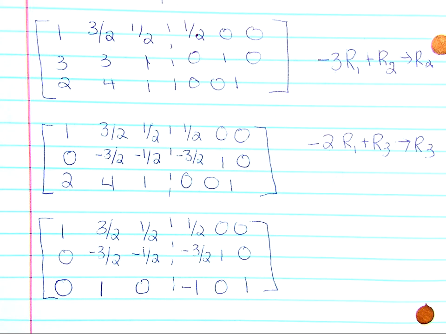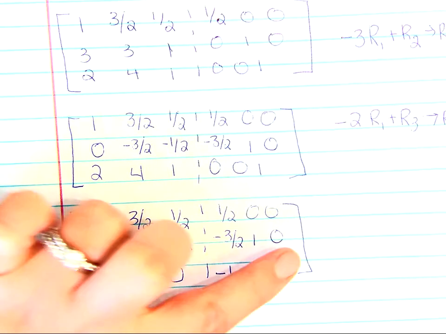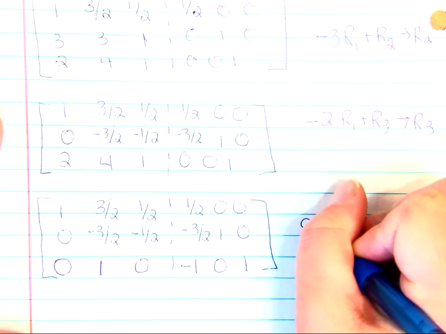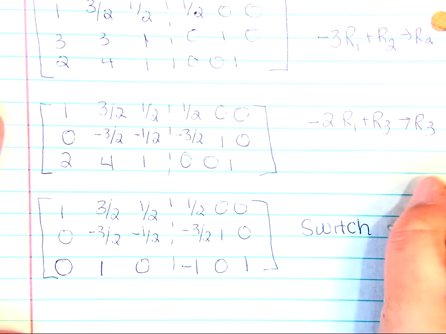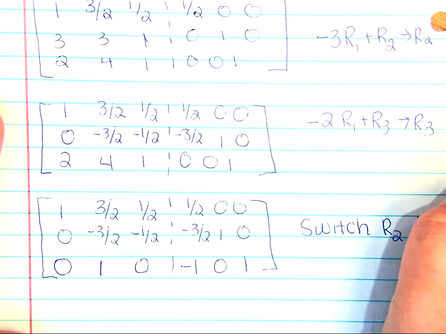Now, to me, something exciting just happened. What exciting just happened is the fact that this is 0, 1, 0, which is what I want right here. So I think I'm going to switch row 2 and row 3.